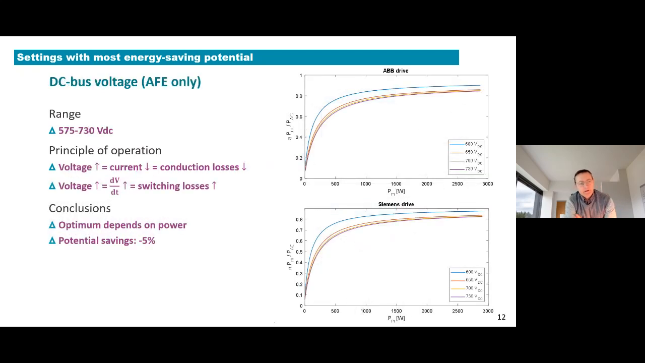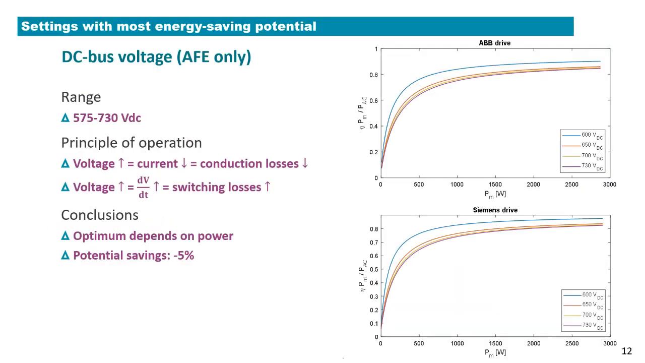The third parameter is the adaptation of the DC bus voltage. Of course, to do so, you have to have a drive with an active front end. So you replace your diode rectifier with an active front end, which allows you to regenerate energy to the grid or to optimize the power quality of the current you draw. Now, if you have such an active front end, you have the possibility to change your DC bus voltage. Some measurements were done at Flanders Make with a variation of the DC bus voltage between 575 and 730 volts DC.